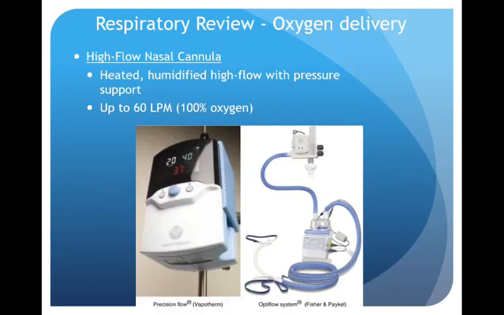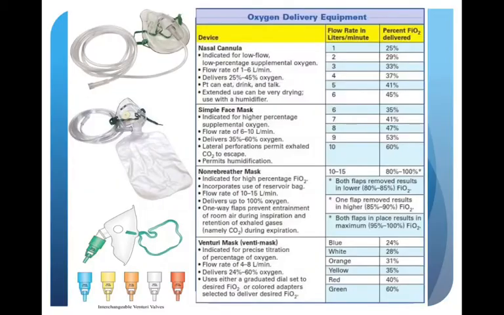And I just kind of am going through here just as a review of what all these things mean in case you hear about them in clinical or at work. A high flow nasal cannula is something that goes up to 60 liters per minute. You can see that our normal nasal cannula only goes to 6 liters per minute.